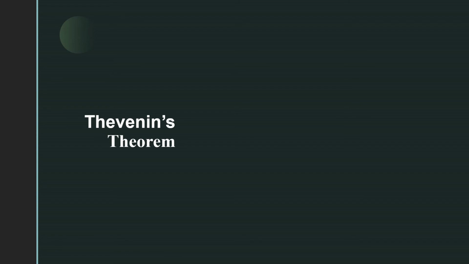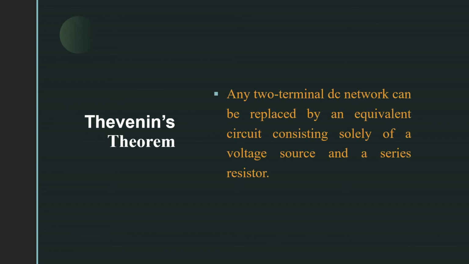Suppose that we are given a circuit and that we wish to find the current, voltage or power that is delivered to some resistor of the network, which we will call the load. Thevenin theorem tells us that we can replace the entire network exclusive of the load by an equivalent circuit that contains only an independent voltage source in series with a resistor in such a way that the current voltage relationship at the load is unchanged. So we say that any two-terminal DC network can be replaced by an equivalent circuit consisting solely of a voltage source and a series resistor.